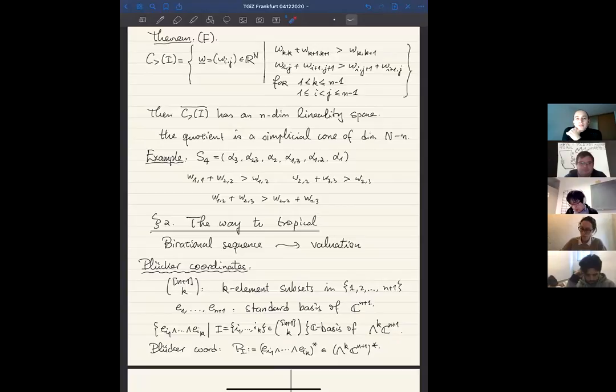And what are the Plücker coordinates? The Plücker coordinates are exactly the dual basis of this basis. So it's in the wedge K of C^(n+1) dual. Okay.